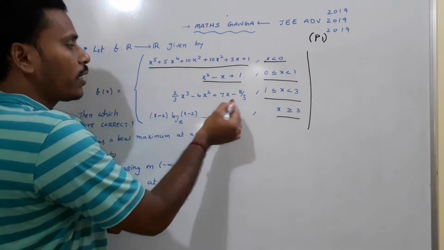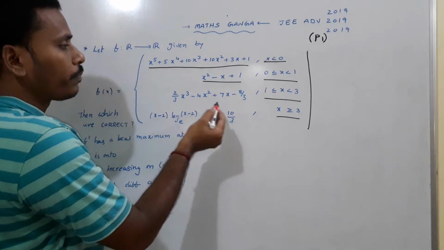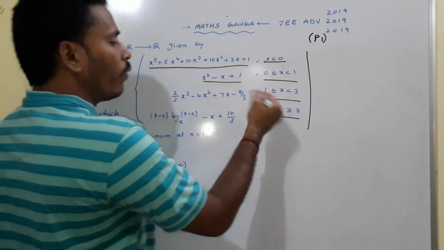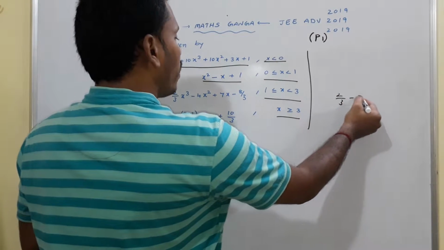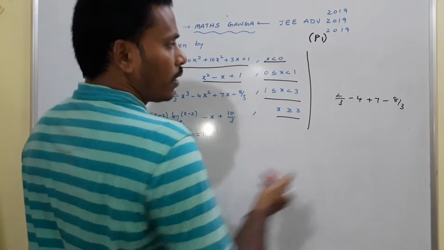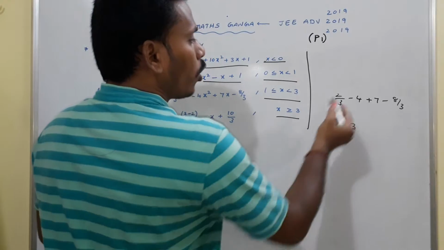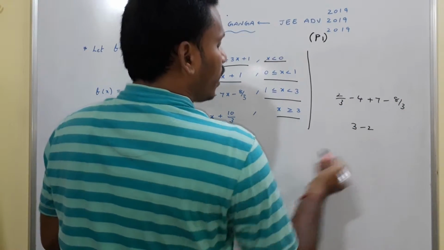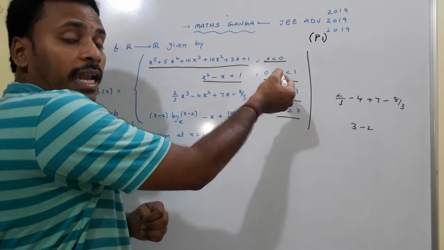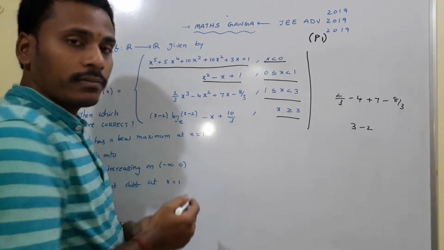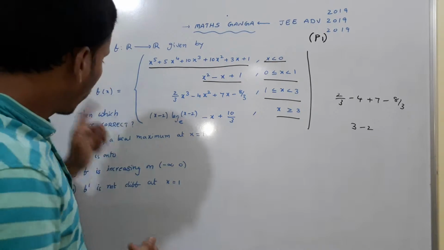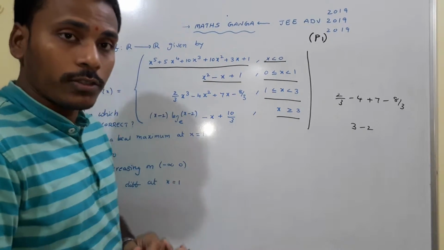And at 1 if you check here, this will be 2 by 3 minus 4 plus 7 minus 8 by 3. 7 minus 4 is 3, 2 minus 8 is minus 6, by 3 is minus 2, and this is 1. So from the left hand side of 1 it is 1, in the right hand side of 1 also the functional value is 1. So the given function is continuous at x equals 1 also.